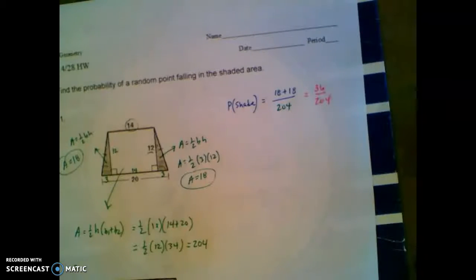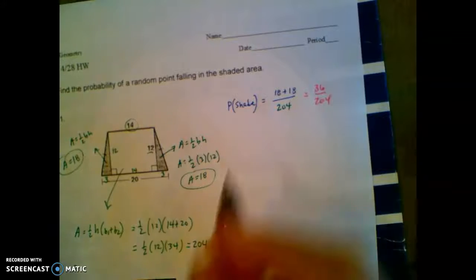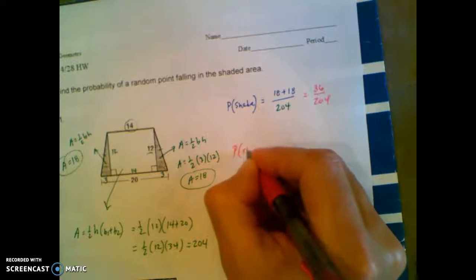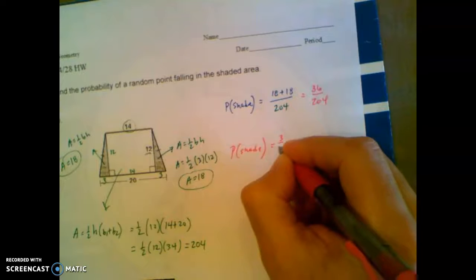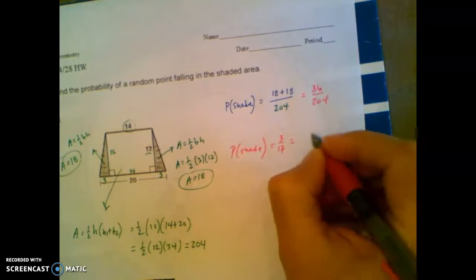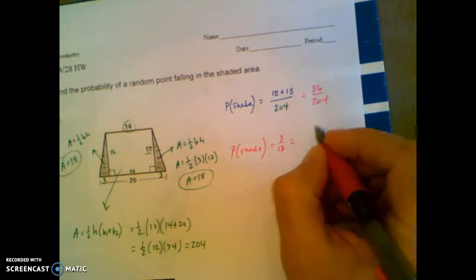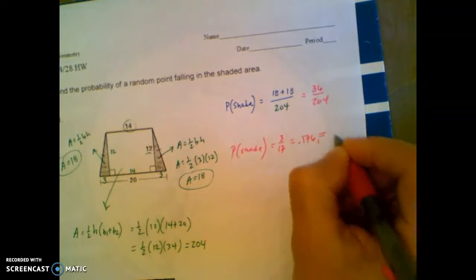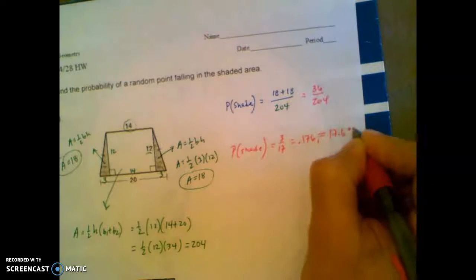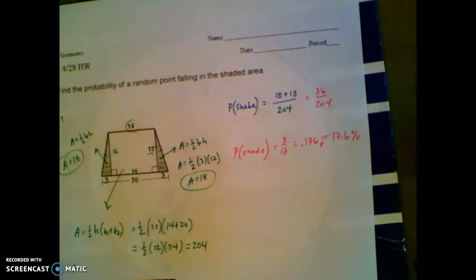I could express that either as a reduced fraction, decimal, or percent, so I'll give you each of those. 36 divided by 204, reduced, is 3/17. So here the probability of shade is either 3 over 17, or as a decimal, it would be 0.176, which is equal to 17.6%. So that's how you do that one.